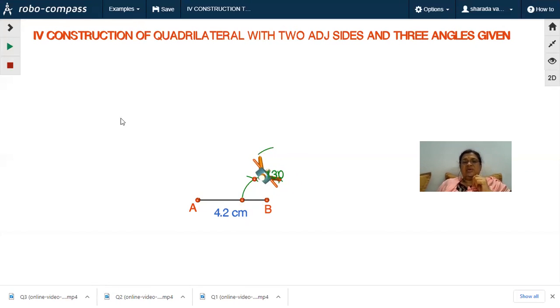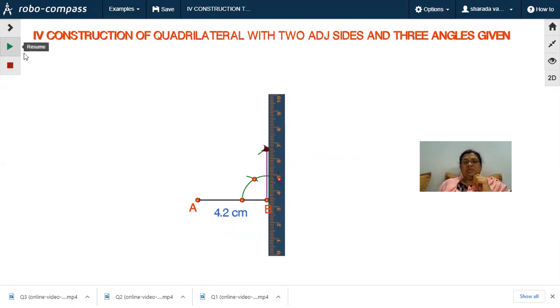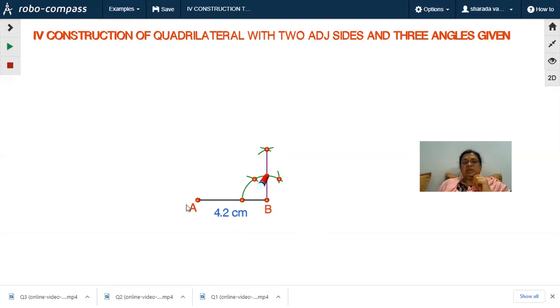See here, this angle you have to bisect. For the angular bisector, you have to take a radius that is less than this arc length, and put your pointer at this point and here also at this point, and draw arcs like this, and mark the point of intersection. And when you join this point and the point B, this line will be perpendicular to AB.